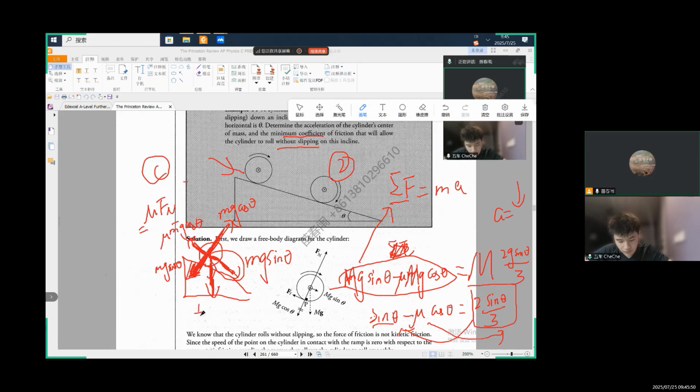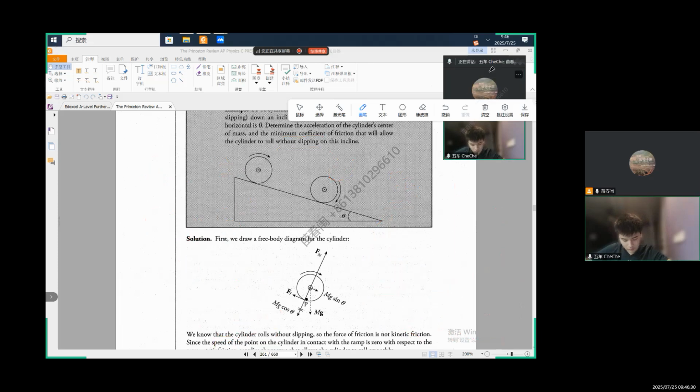So now I have 1 over 3 sine theta equals mu cos theta, right? Does that make sense? Because theta is a constant number they provide. So now my mu is just 1 over 3 sine theta over cos theta, which is tan theta. So 1 over 3 tan theta is my mu. Does that make sense? It does match the answer as well.